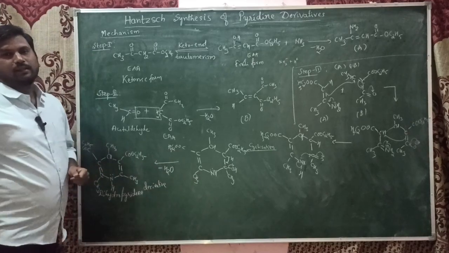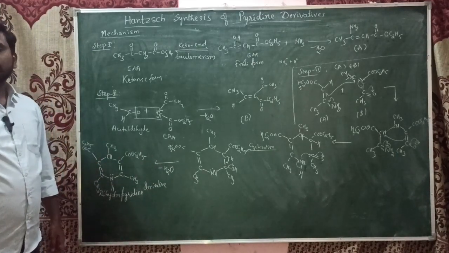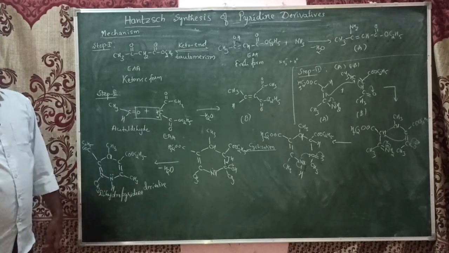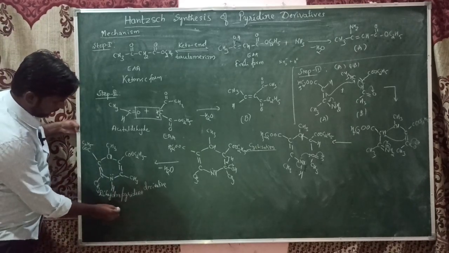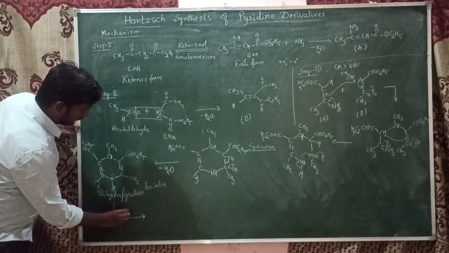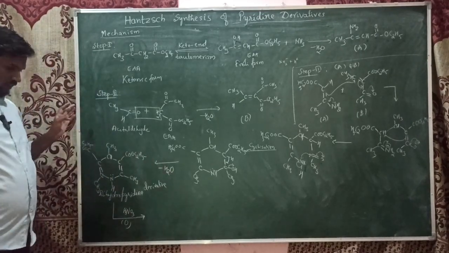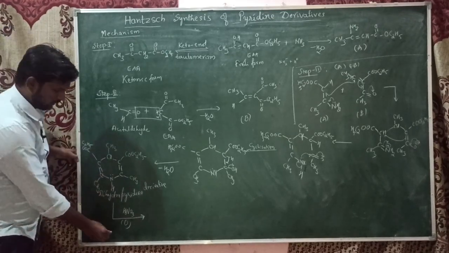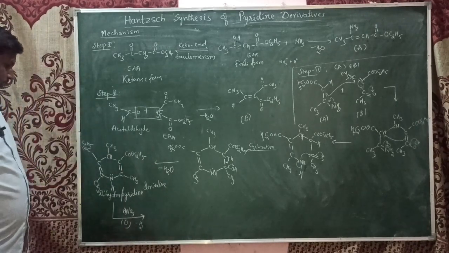Okay, as you already know, this dihydropyridine derivative will undergo oxidation with nitric acid, which will give us a pyridine derivative. Okay, let me write that one. Yeah, so now this compound will be undergoing oxidation with HNO3. Oxidation means here this hydrogen and this hydrogen are eliminated. Okay, dehydrogenation is also known as oxidation.